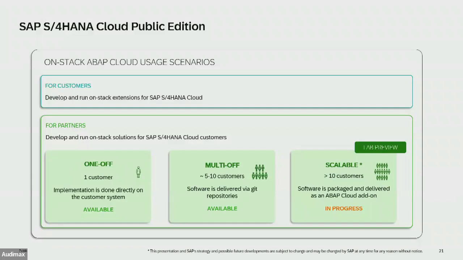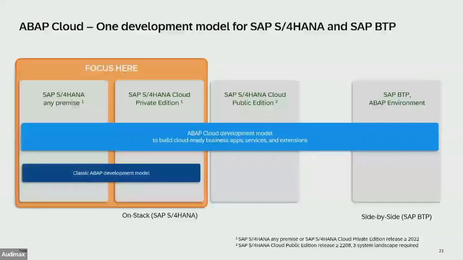First of all, we have the possibility for one-offs. That means you have some ABAP Cloud code which we want to deliver to one customer. We have multi-offs using Git repositories, where you can ship this to 5 to 10 customers. And what we plan, again in lab preview, is a scalable solution, meaning add-on-like, so that partners can provide ABAP Cloud add-ons, which then can be downloaded by S/4HANA Public Cloud customers. Okay, then we have the complete picture and the complete portfolio for partners.